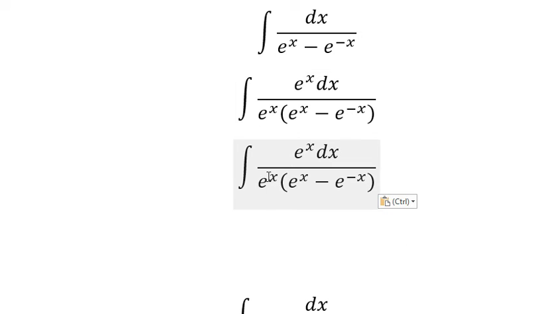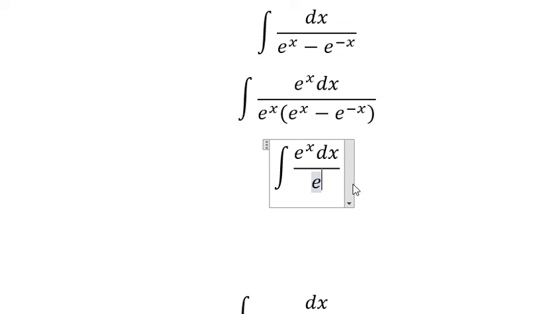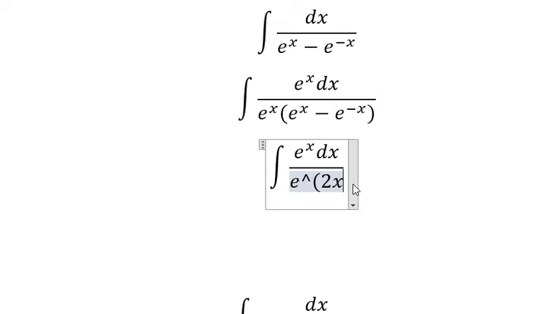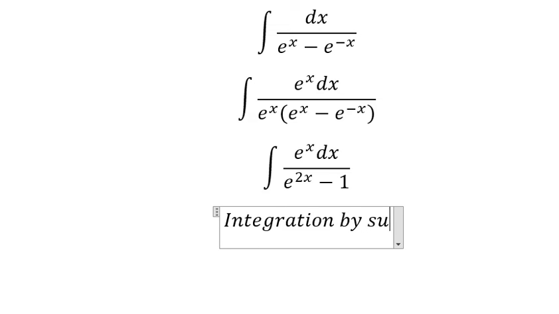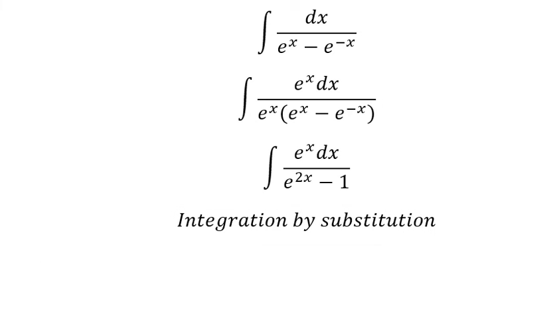So e to the power of s multiplied by e to the power of s, and e to the power of negative s. So you get e to the power of 2s minus 1, because e to the power of s multiplied by e to the power of negative s gives the number 1. Now, we need to use integration by substitution.